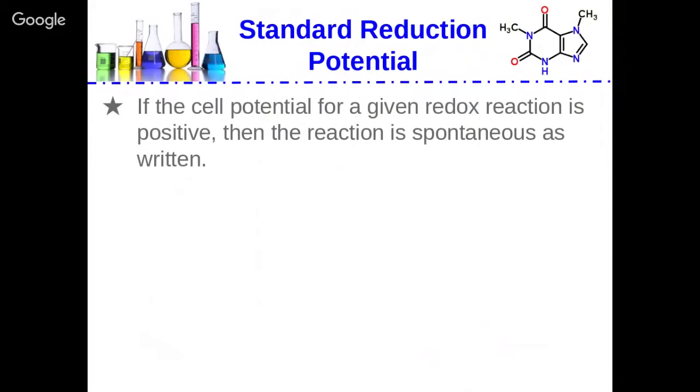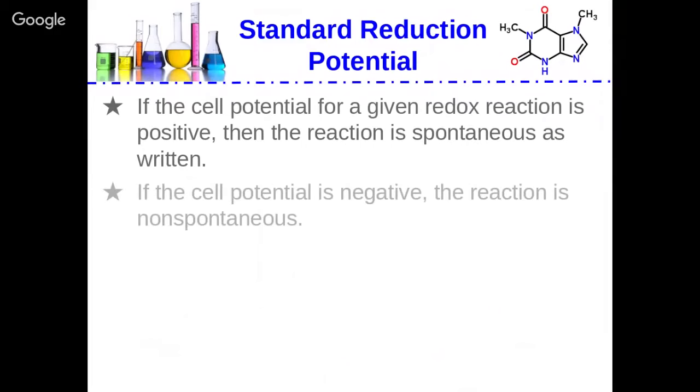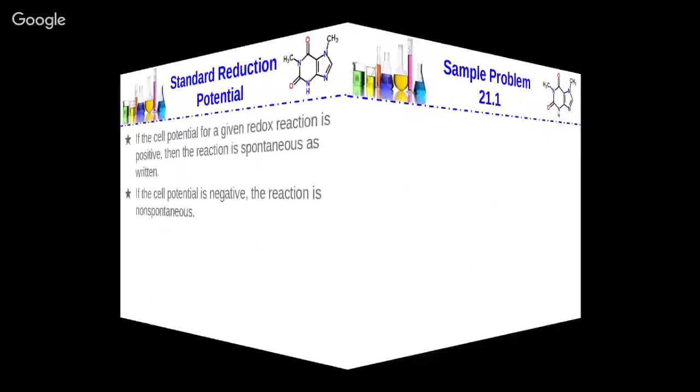So if the cell potential for a given redox reaction is positive, then the reaction is spontaneous as written. If the cell potential is negative, the reaction is non-spontaneous. So remember, spontaneous means it happens on its own. Non-spontaneous means that it does not.